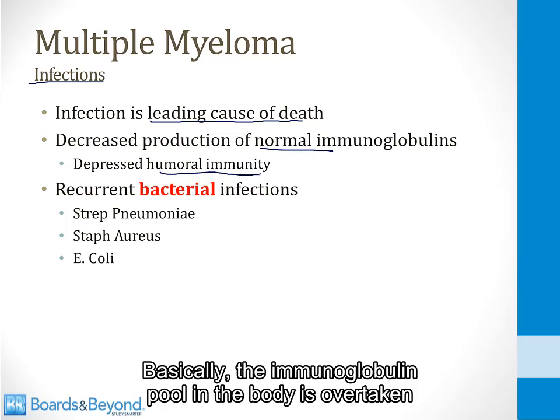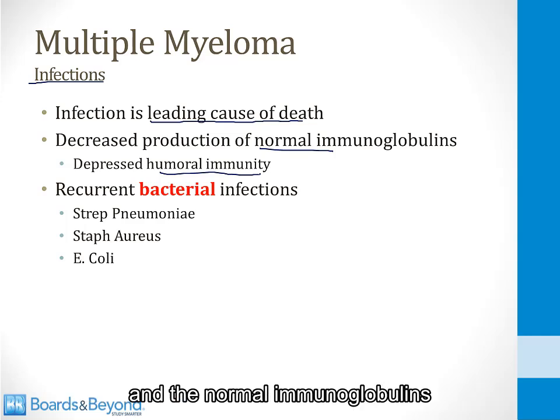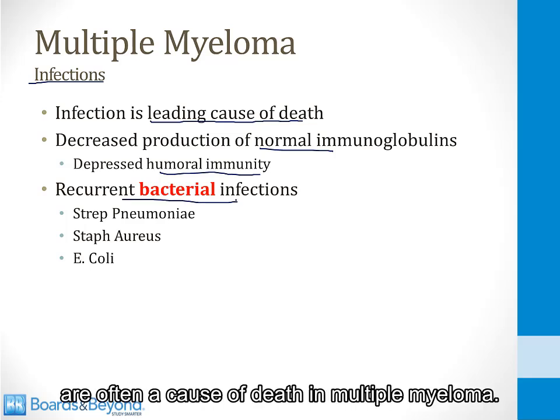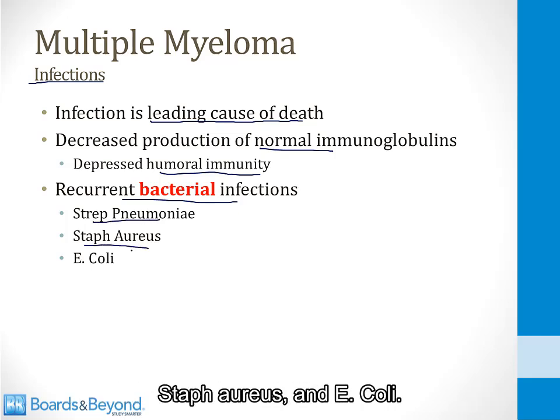Basically, the immunoglobulin pool in the body is overtaken by the monoclonal immunoglobulins coming from the malignant plasma cells, and the normal immunoglobulins are not produced as they should be and are not able to carry out their role in fighting infection. For this reason, recurrent bacterial infections are often a cause of death in multiple myeloma.